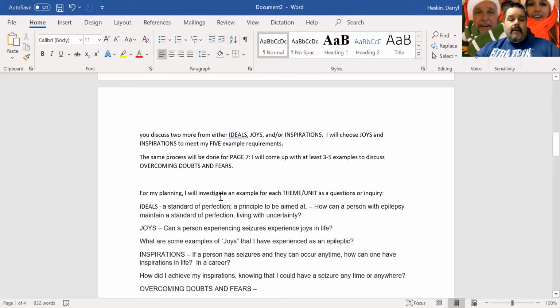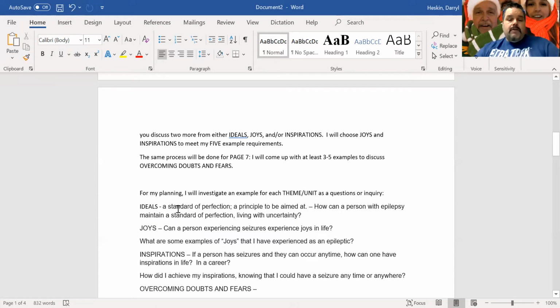So the ideals, I found the definition, a standard of perfection, principle to be aimed at. That's the definition of what ideals means. So I came up with questions instead. So how can a person with epilepsy maintain standard of perfection living with uncertainty? So that will be my approach to discuss ideals.